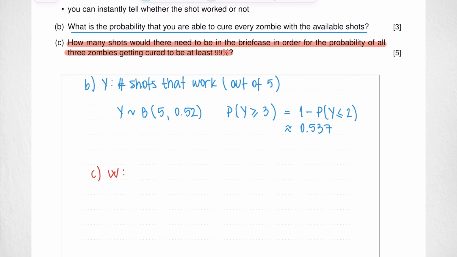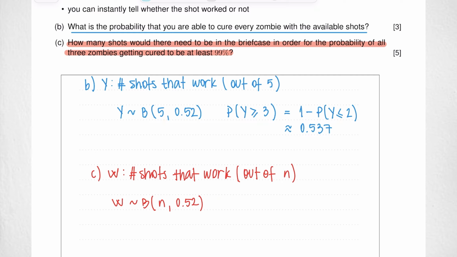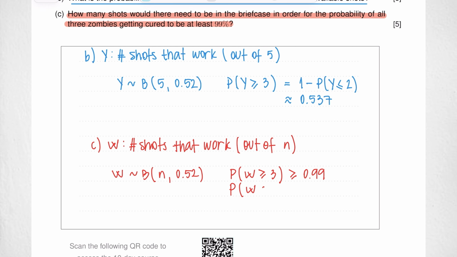Let's define a new discrete random variable W, which is the number of shots that work, but right now it's out of n. And we're going to calculate n. Our W is also a binomial distribution, n, 0.52. And we would like the probability of W being greater than or equal to 3 to be at least 99%, so 0.99 or more. Which, by the way, means that W being less than or equal to 2 should be less than 0.01.